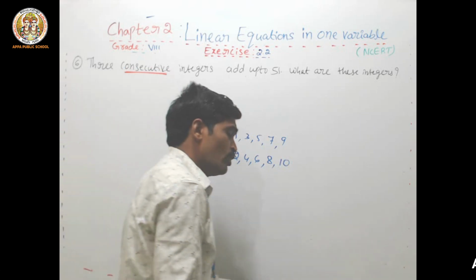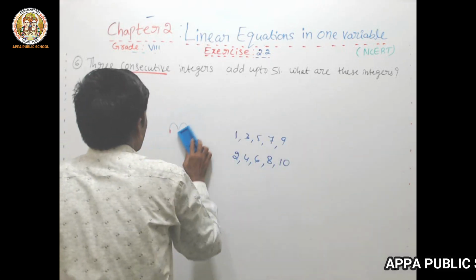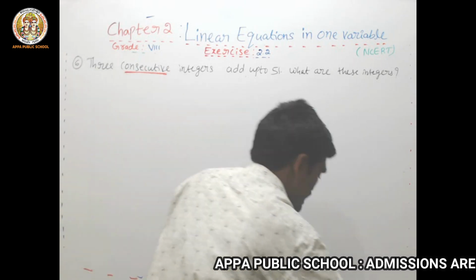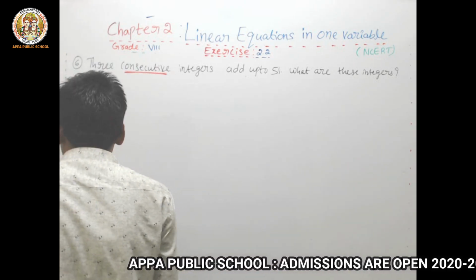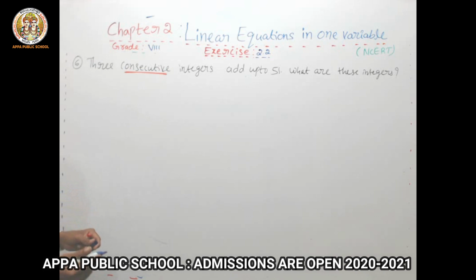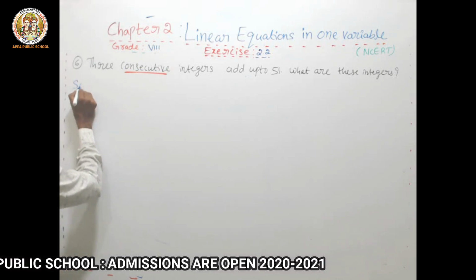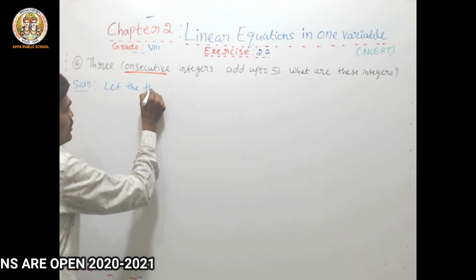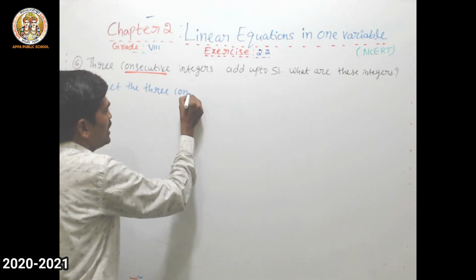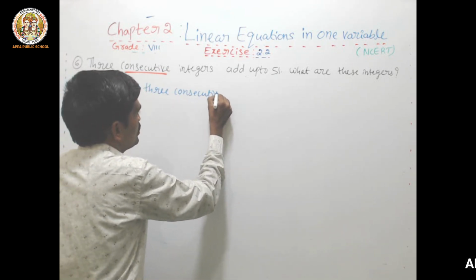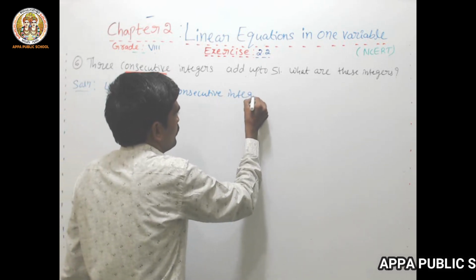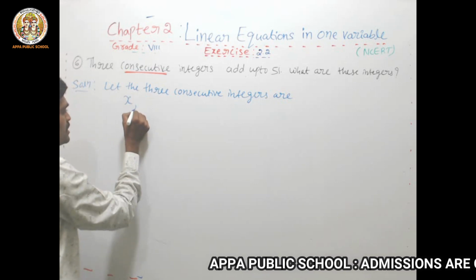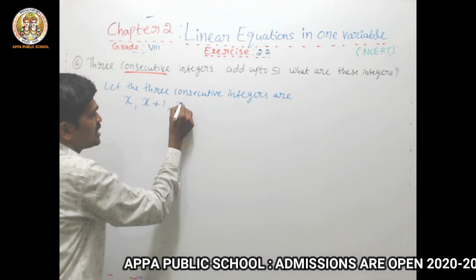Understood? So we don't know the three consecutive integers. That's why we have to take x plus 1 and x plus 2. So let the three consecutive integers be x, x plus 1, x plus 2.